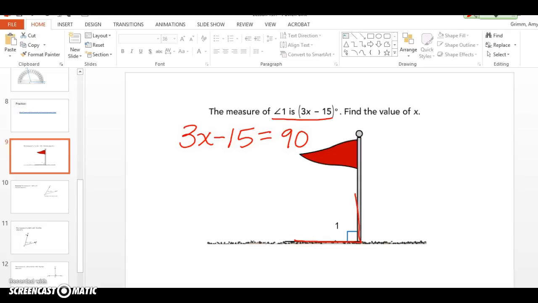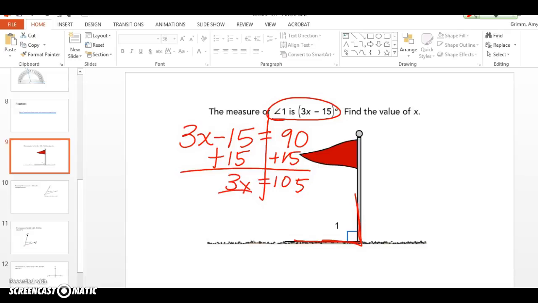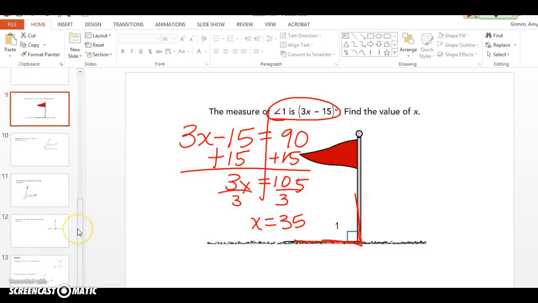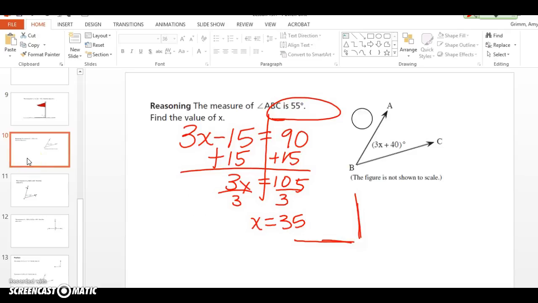Because it says that angle 1 is this. We know that angle 1 is 90. Okay? All right, and then this is so easy for us to solve, right? So this is why I told you it was still easy. You're good at this. So good. So x is 35. Make sense? Good? All right, let's try the next one.